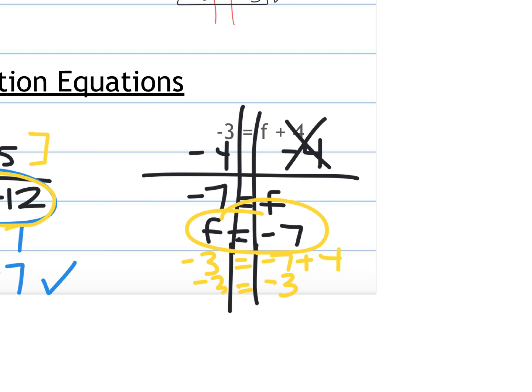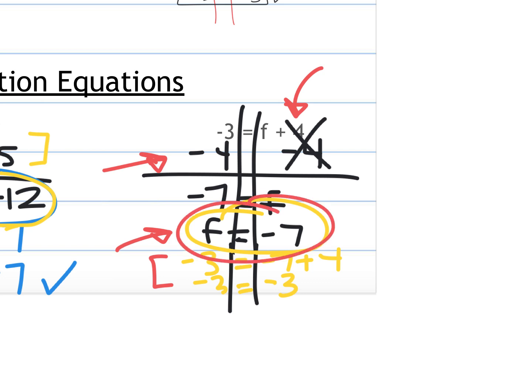And then I have negative 3 equals f plus 4. So we're going to subtract 4 on both sides because f is being added to 4 right here. And then I have negative 3 minus 4 is negative 7. I flipped it around so f was on the left side. And then I have negative 3 equals negative 7 plus 4 to check. And it works out. So f equals negative 7.